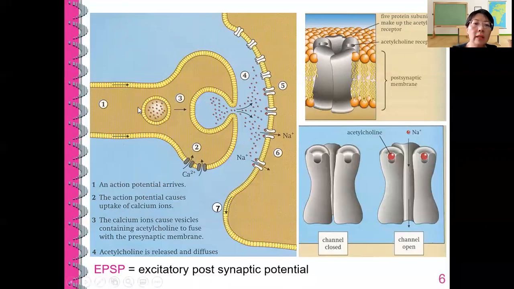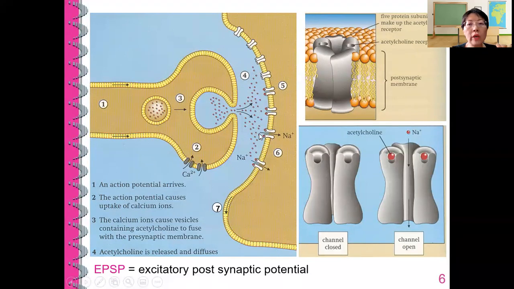Number 3, calcium ions cause the vesicle. So step number 3, this synaptic vesicle will then move towards the presynaptic membrane, fuse with it, and release its content by exocytosis. This content is the neurotransmitter called acetylcholine, which diffuses across the synaptic cleft and binds to the receptor of the ligand-gated sodium ion channel, and because of that, sodium ion channels open. Can you see that? Those without acetylcholine are closed. Those with acetylcholine are open.